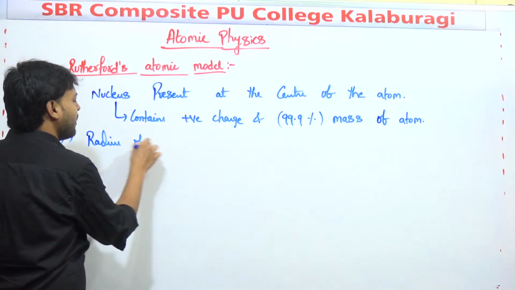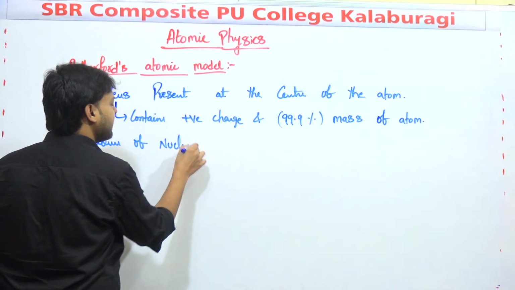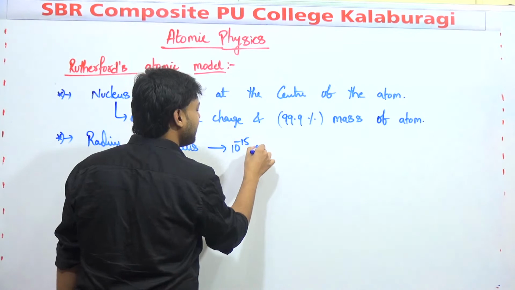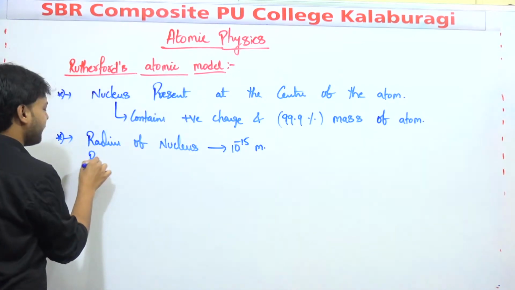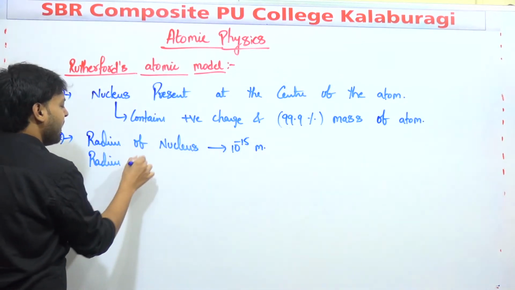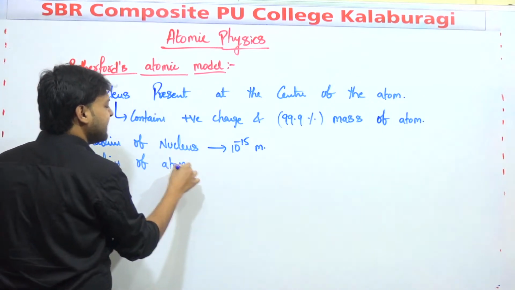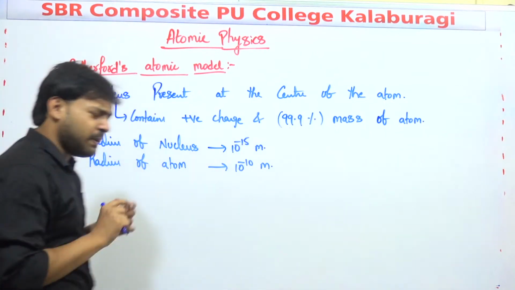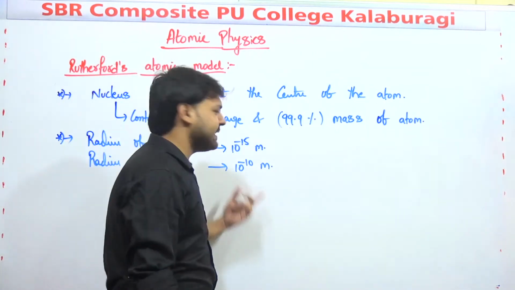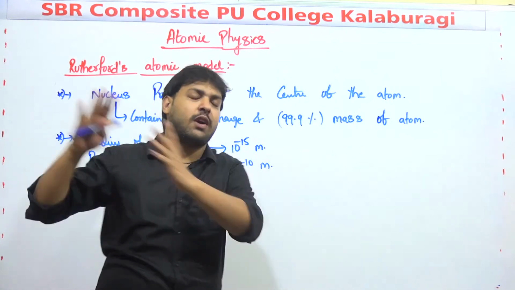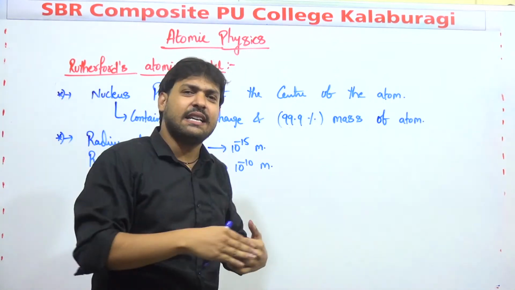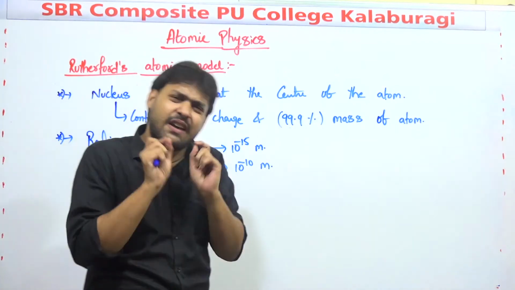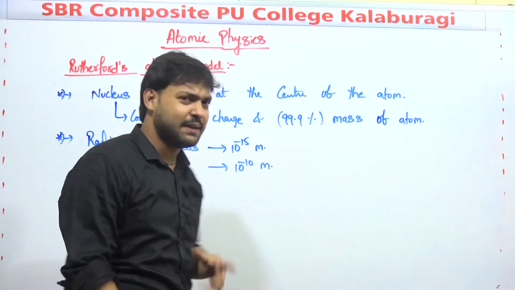The radius of the nucleus is on the order of 10 to the power minus 15 meters, and the radius of the atom is 10 to the power minus 10 meters. So the nucleus occupies very little space in the atom. All the things he concluded in the alpha ray scattering experiment we are discussing here, right? So the nucleus occupies very little space in the atom.